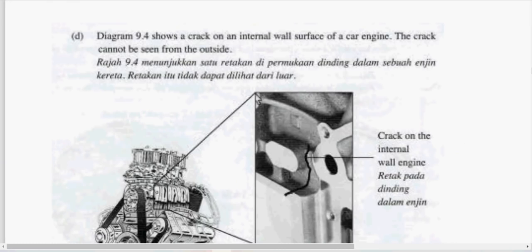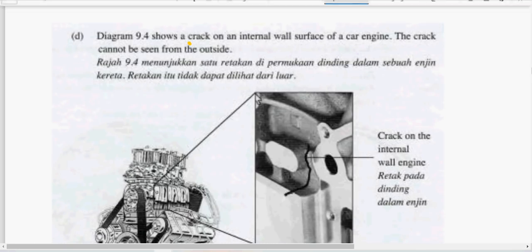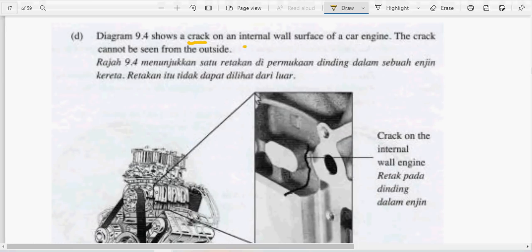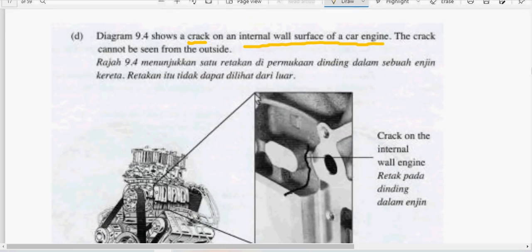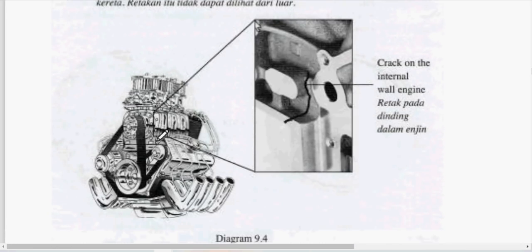Okay, SBP, still SBP question. Look at D. The diagram shows a crack on an internal wall surface in a car engine. So the crack cannot be seen from outside. Here there is a crack inside but it cannot be seen from outside. So this is the crack. But from outside here we can't see the crack.